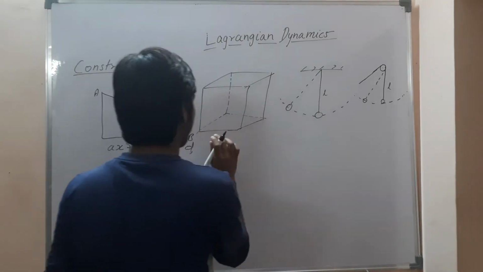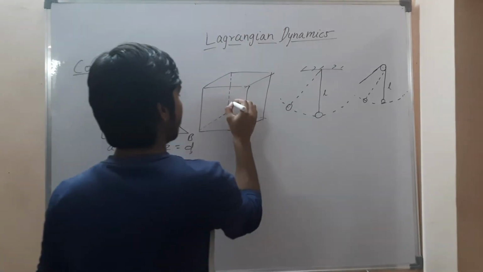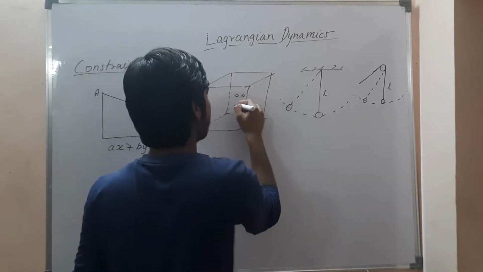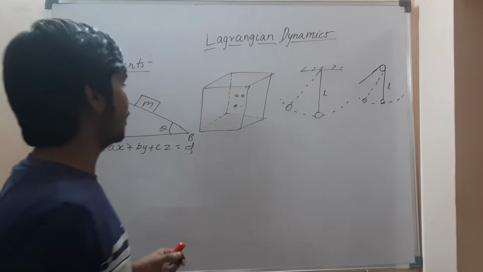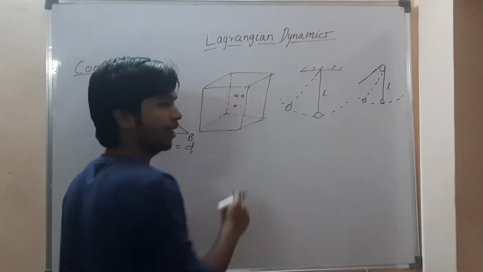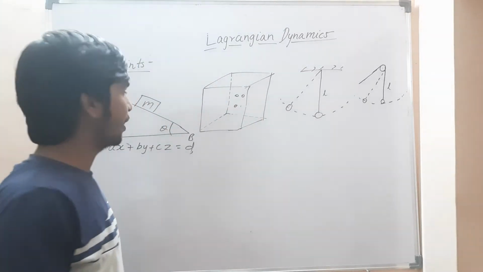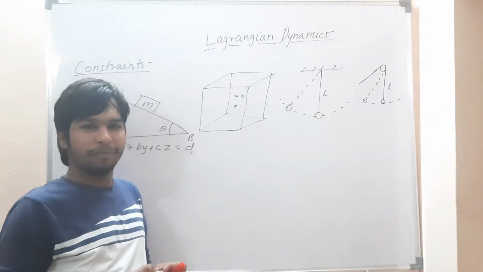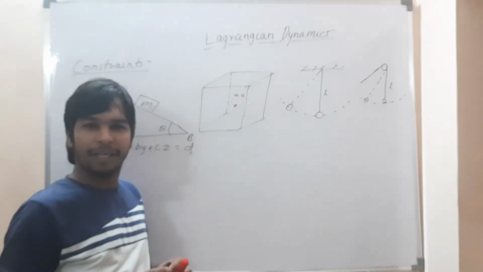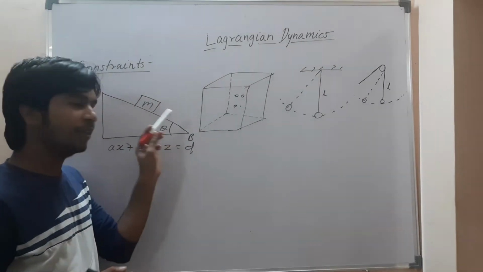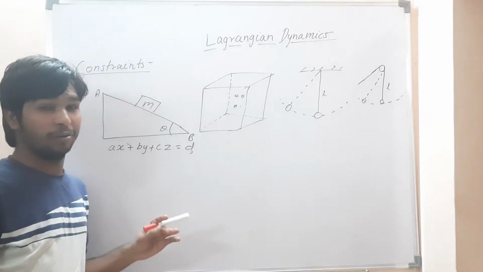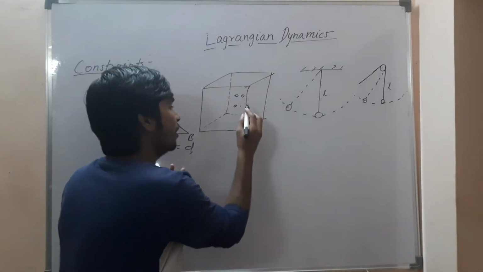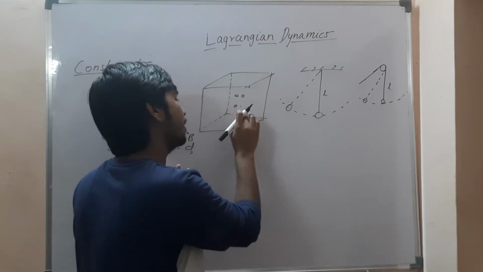So if I ask you, let me take some particle. If I ask you to define that particle, we cannot tell the exact position of the particle, but we can tell something. What can we tell? That the particle will be inside that box. It cannot go outside. So that restriction, or that constraint, is that the particle will always stay in that box.